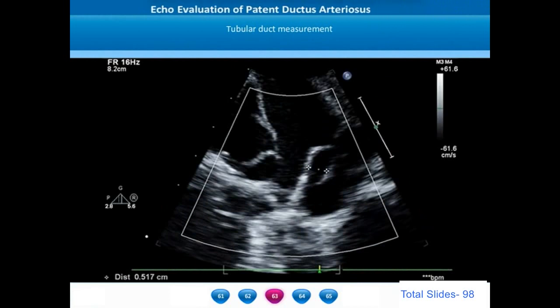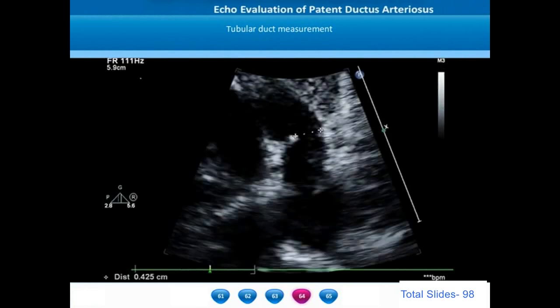This tubular ductus has got a dimension of around 5 millimeters. While most of the ductus are conical with a narrow pulmonary artery end, here we can identify that the ductus has got more or less the same width along its entire course. A measurement of a tubular duct is taken at various levels: the pulmonary artery end, the middle of the ductus and the aortic end, and all the dimensions will more or less be similar.